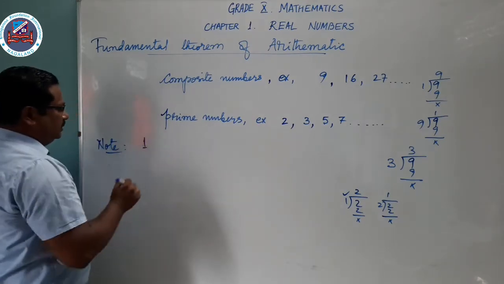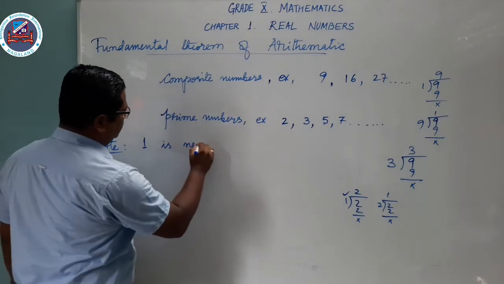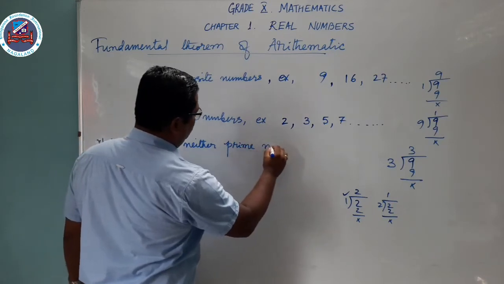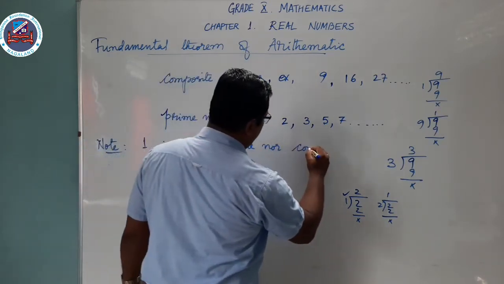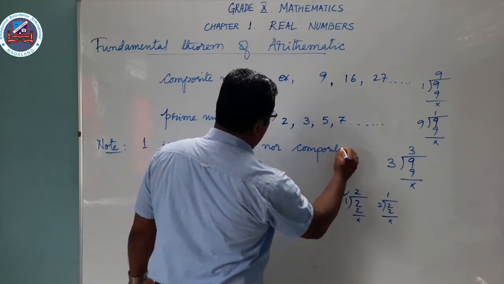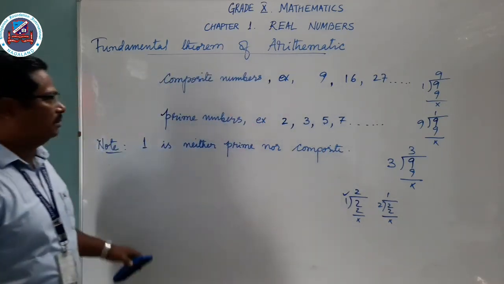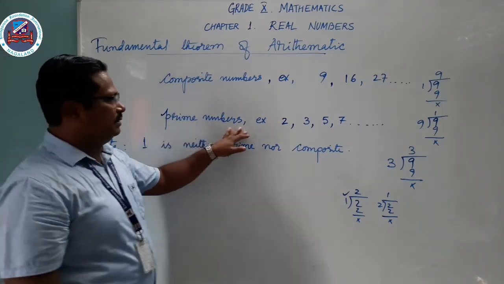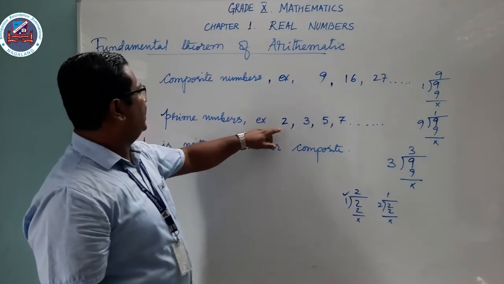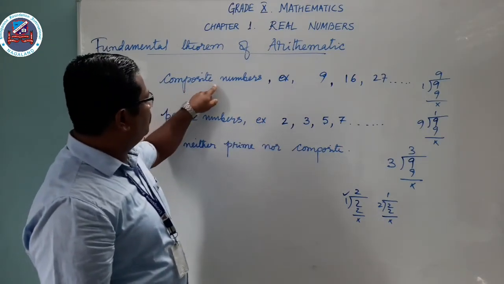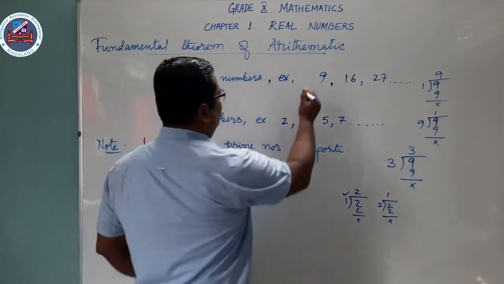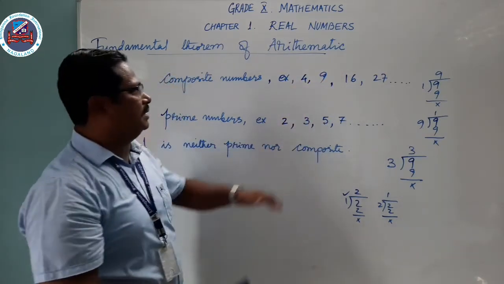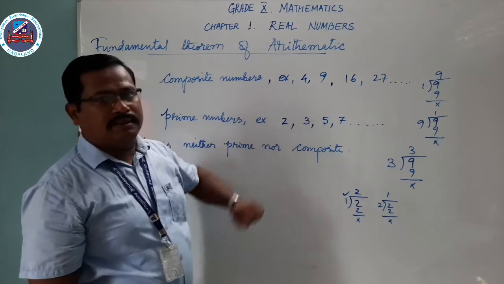This number 1 is neither prime nor composite. 1 is neither prime nor composite. Then the smallest prime number that you can have is 2, and the smallest composite number that you can have is 4. 6 is also a composite number, but 4 is the smallest composite number.